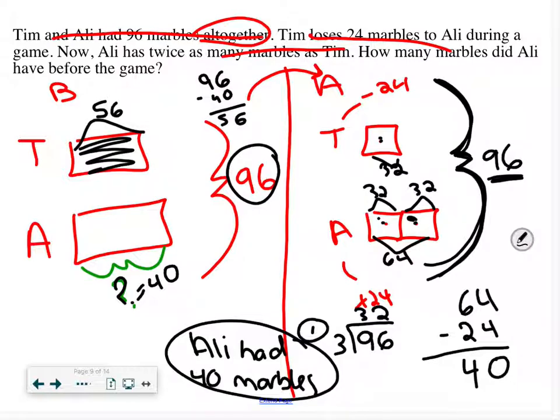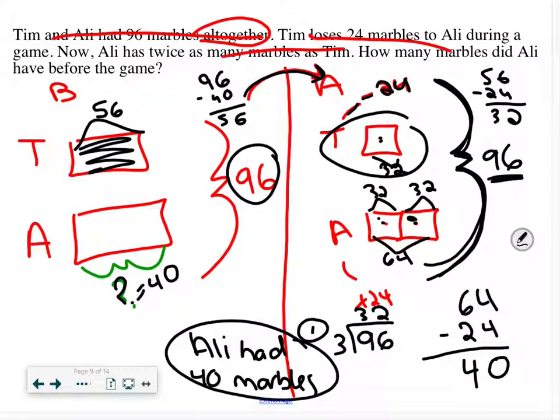So let's check. If Tim has 56 and if he is giving away 24, then I'm going to take his 56 and I'm going to take away the 24 to see if I get this 32 right here. Oh, and I do, so I know my answer makes sense. So if you need to check it, that would be a good idea.